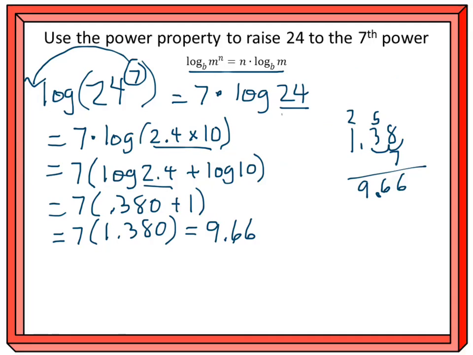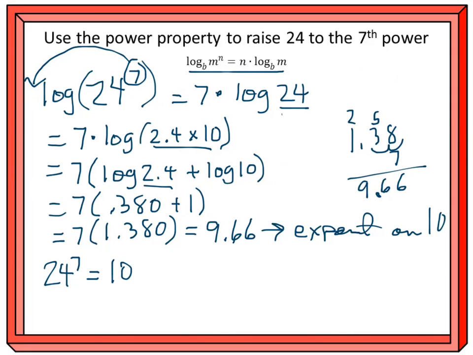Okay. Again, this is an answer to a logarithm. The answer to a logarithm is an exponent, and specifically on 10, common log base 10. So what we're looking at here is 24 to the 7th power is, well, I'm going to say it's approximately equal to, because we're only working with a couple of significant figures, 10 to the 9.66 power.